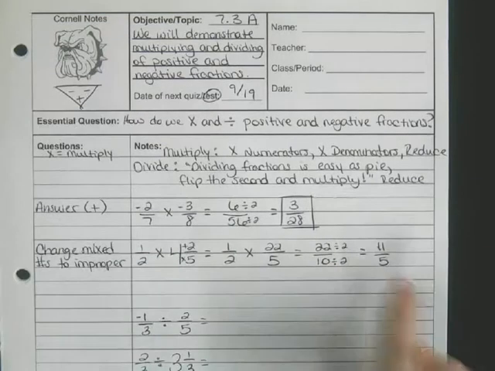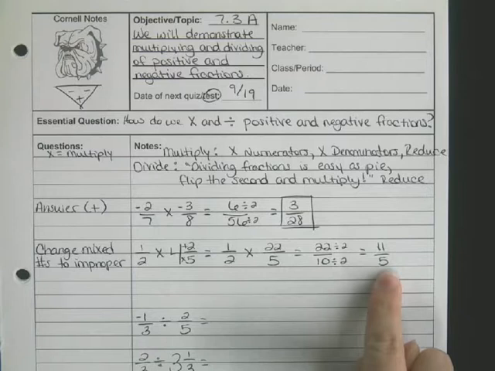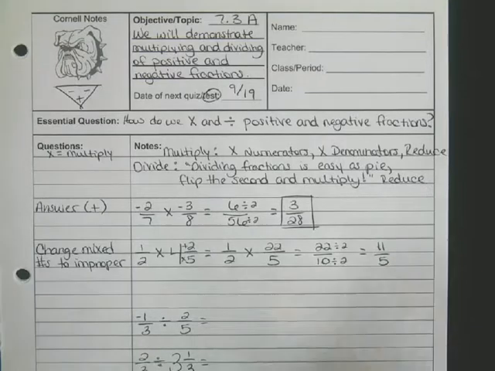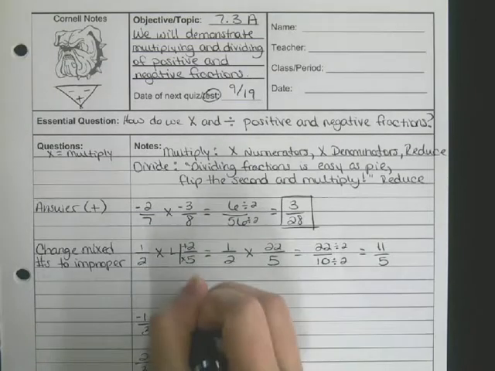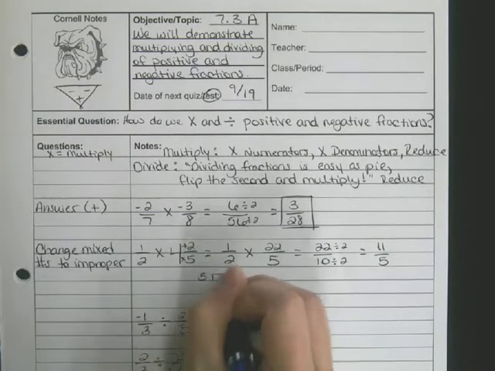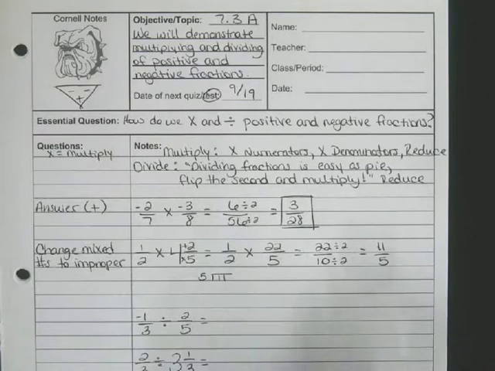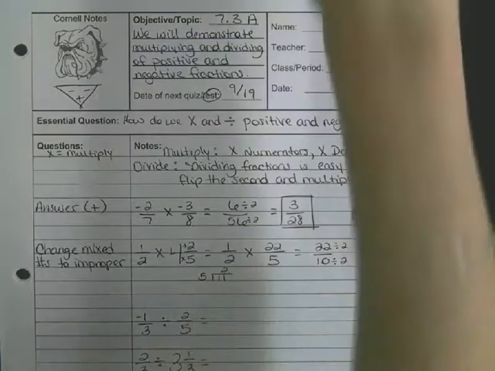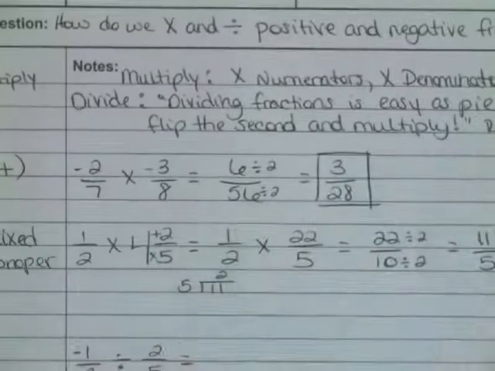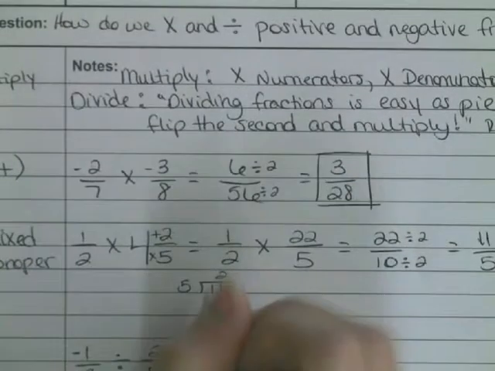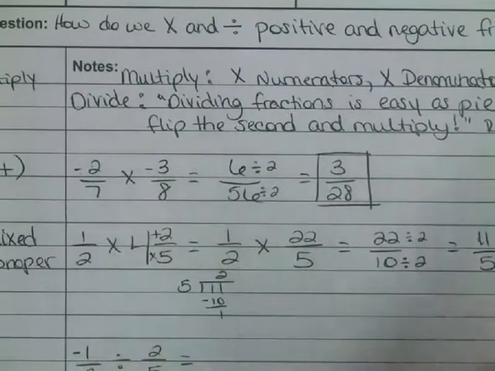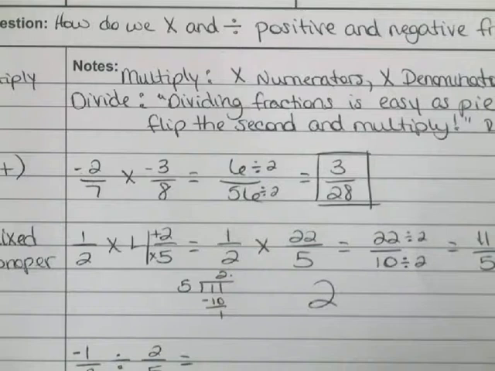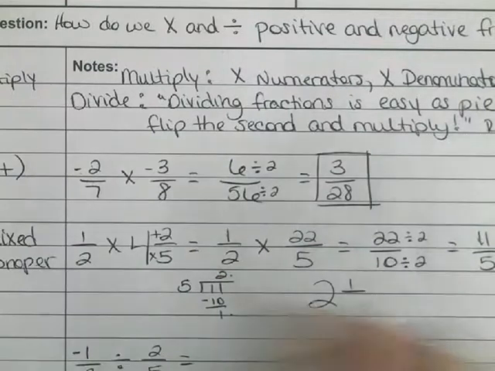Now, I have to change this to a mixed number. So I'm going to take the numerator and divide it by the denominator. So I have 5 going into 11, or 11 divided by 5. 5 can go into 11 2 times, and let me zoom into this for you. 5 can go into 11 2 times with a remainder of 1. So that means that my answer is 2 1/5.